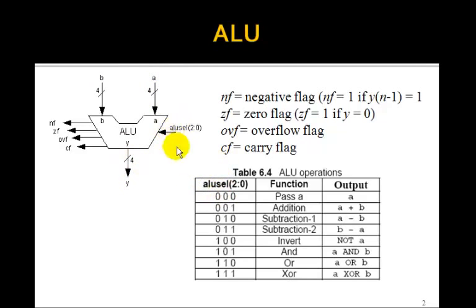Now, if the ALU select is 0, we'll just pass A through. So Y just gets whatever A is. If we make ALU select 1, then we'll add A plus B. We'll get an addition, so it acts as an adder. If we make the ALU select line 2, then we'll do a subtraction, in this case A minus B. If you make it 3, we'll do the other subtraction, B minus A.